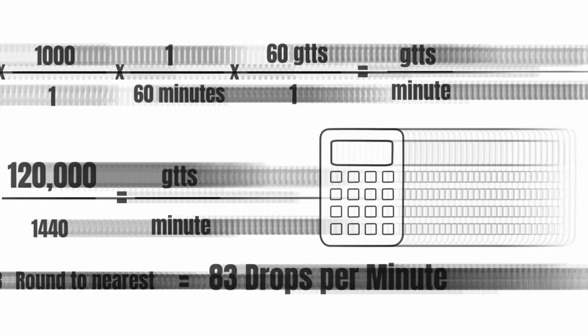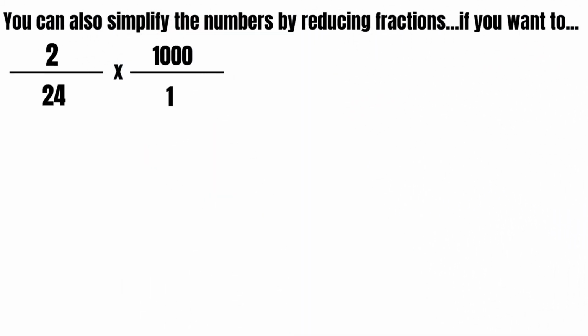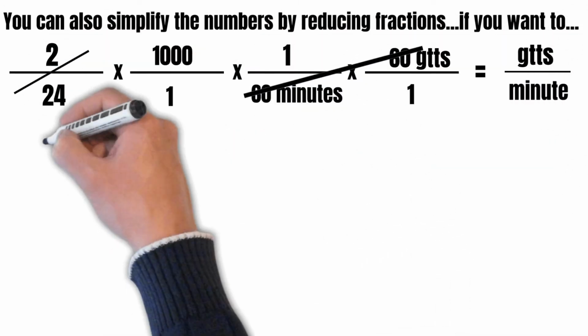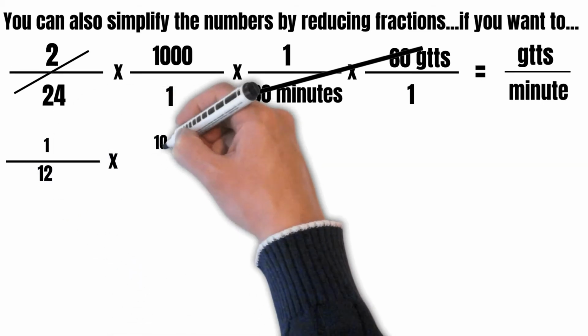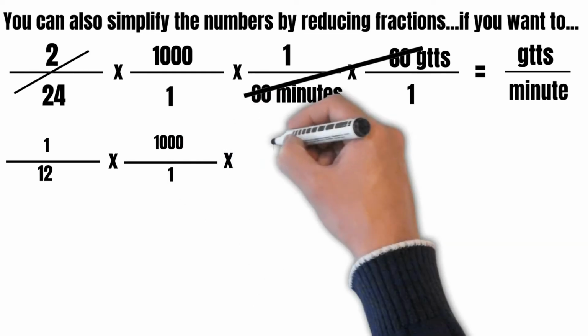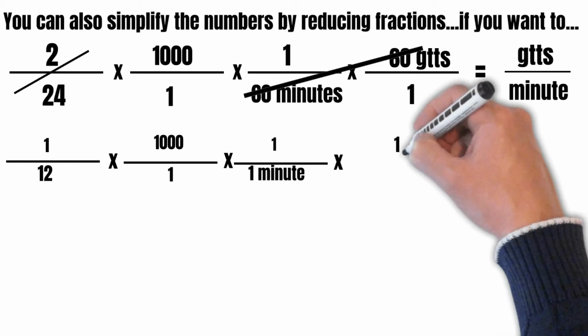You can also simplify the number by reducing fractions if you want to. This is our equation. We are going to reduce the 2 over the 24. We're going to have 1 over 12. That's divided by 2. The 1,000 over 1 is going to stay the same. The 1 over the 60 minutes and the 60 drops, we are going to cancel out the 60s, which leaves us 1 minute and 1 drop.